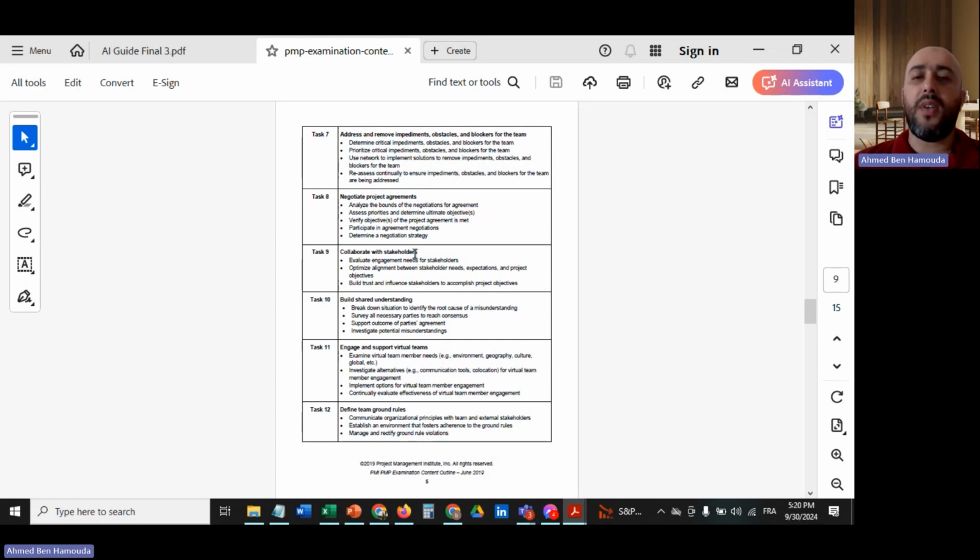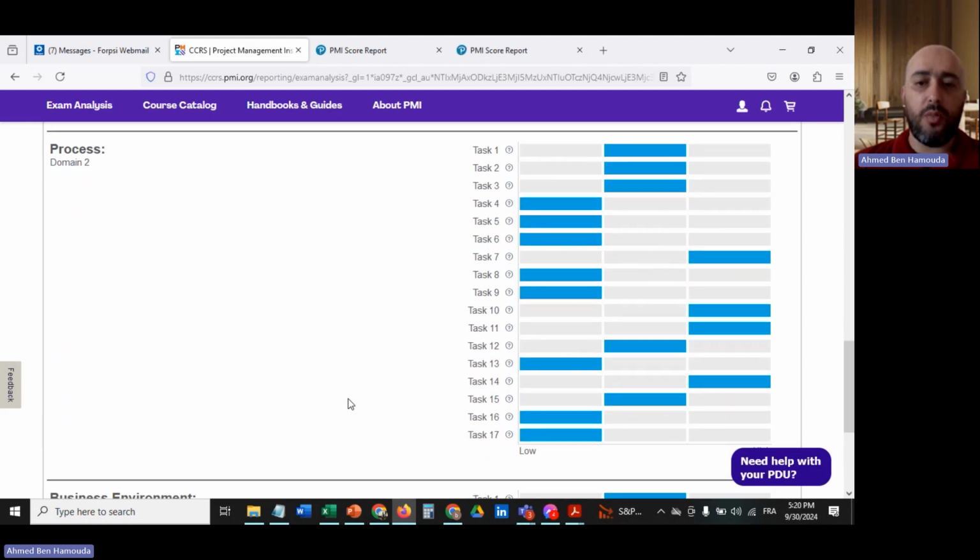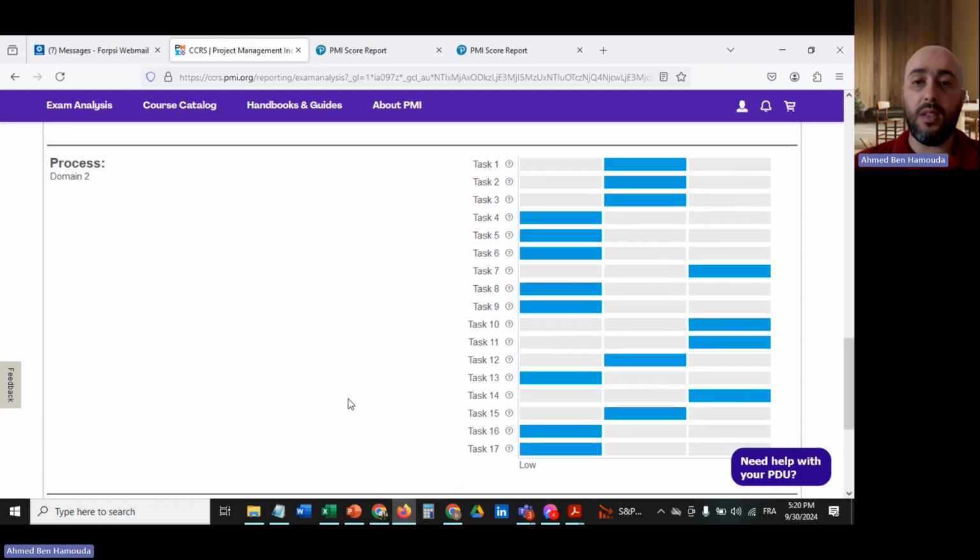So now she has failed these 3 tasks in the people domain. Then we scroll down and we will check the process domain, which has got 17 tasks. And we see here that she has failed a lot of tasks in the process domain, and probably this is what made her not be able to succeed in the exam.